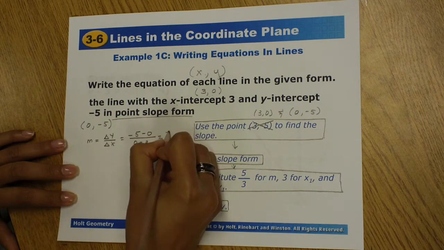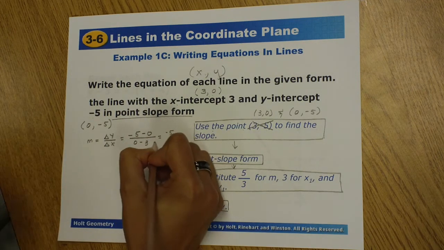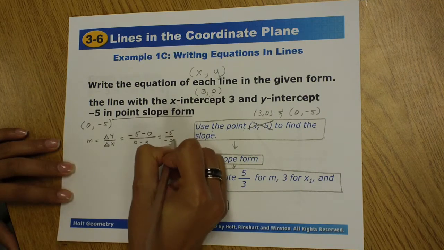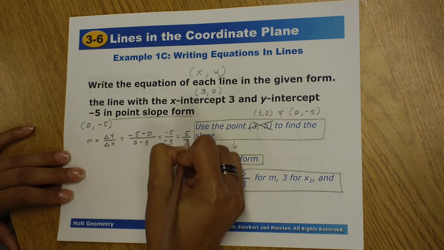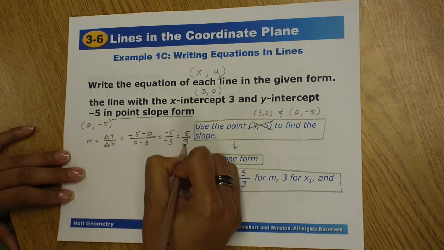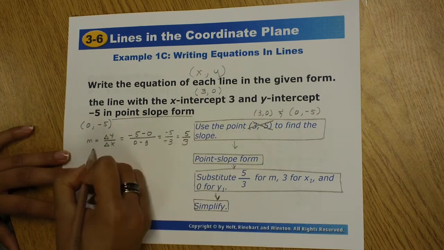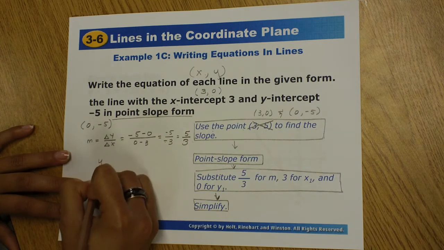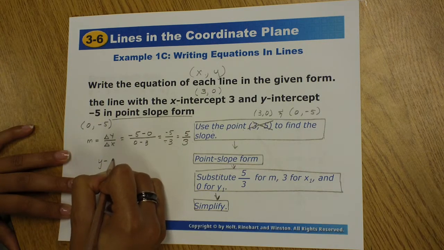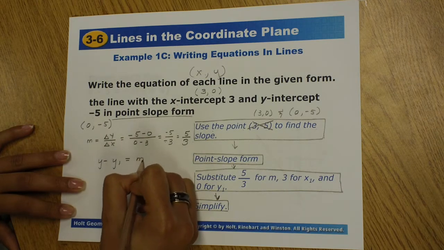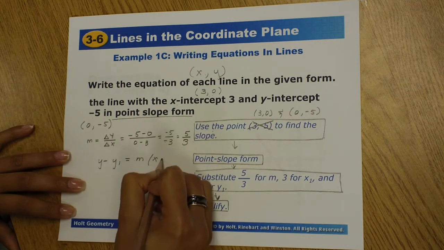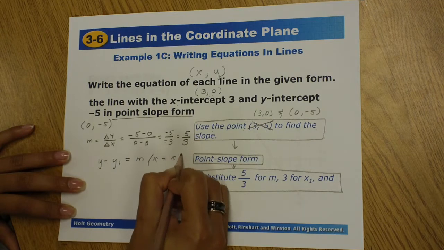Negative 5 take away 0 leaves me with negative 5. 0 minus 3 leaves me with a negative 3. Negative divided by a negative is a positive. So my slope is 5/3. And if I'm using point-slope form, I need to write that down. y minus y sub 1 equals m times the quantity of x minus x sub 1.